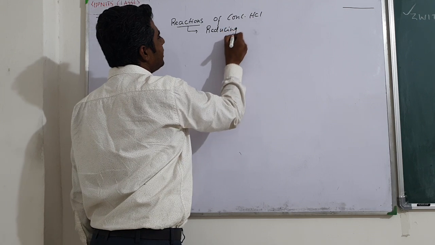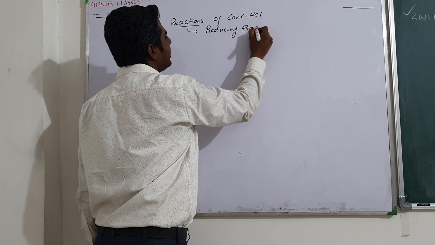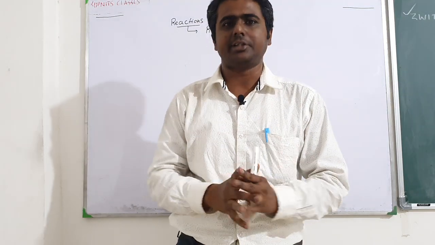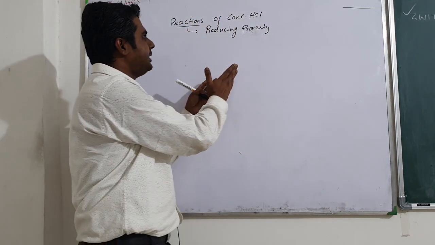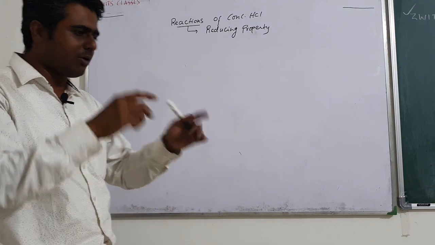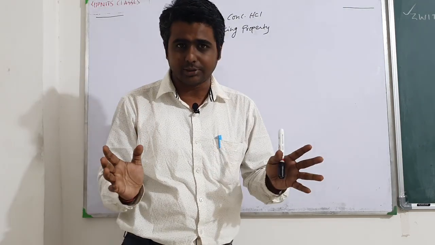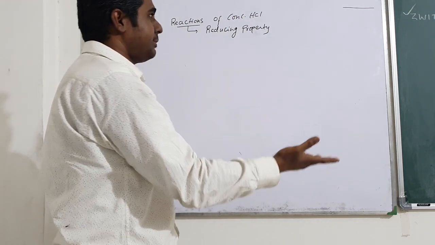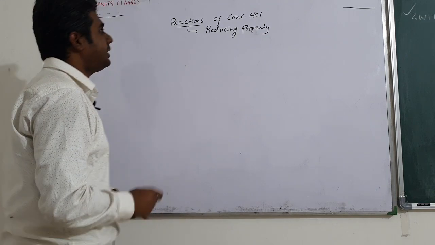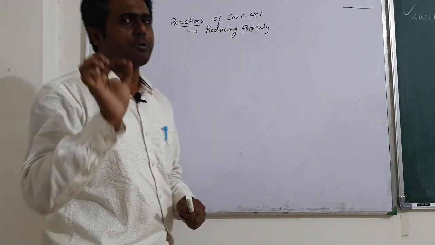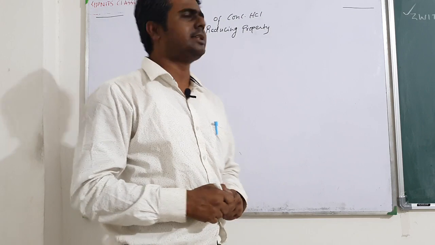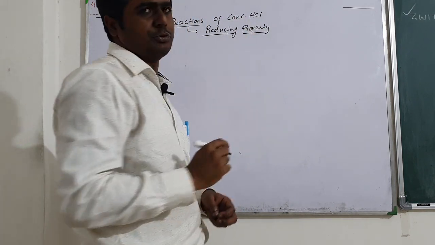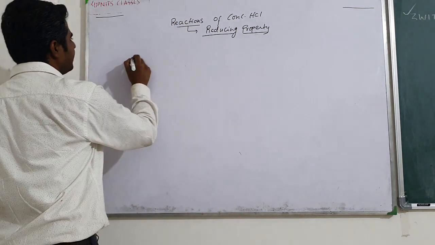Which property? Reducing property. There are certain compounds which are heavily oxidizing agents and generally react with HCl, and an oxidation-reduction reaction occurs there, and some compounds are formed, some gases may be formed. During those reactions, remember the property used of concentrated HCl is the reducing property. So please remember which property is used. Now let us go to one reaction, and everything will be clear.